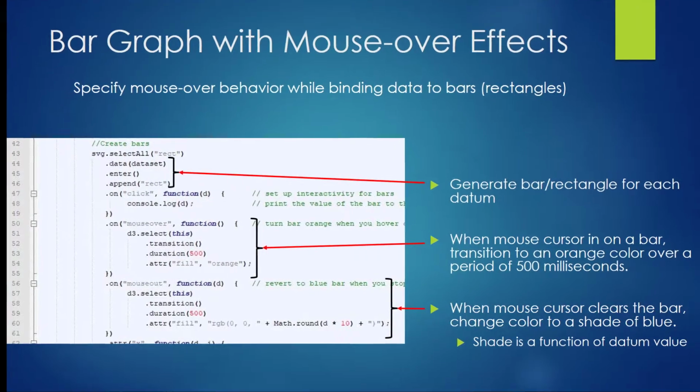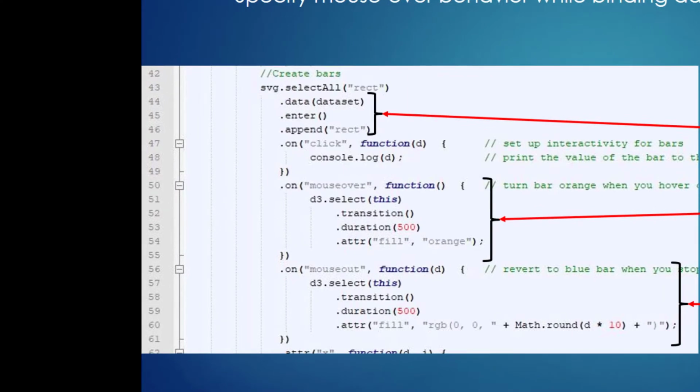As in previous examples, we append rectangles as needed to bind to data values. However, we now incorporate onMouseOver and onMouseOut functions. The first of these transitions a bar to orange fill when the mouse cursor passes over. The second function causes the color to revert to the standard color when the cursor is no longer on the bar. Both of these transition over a period of 500 milliseconds.